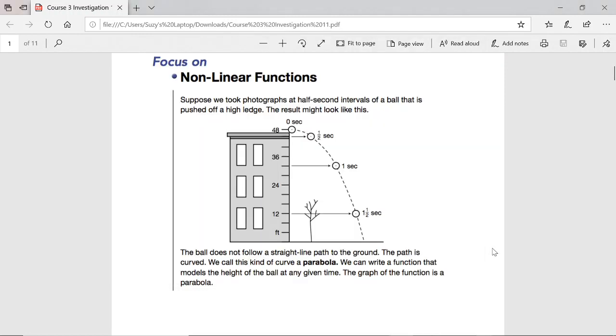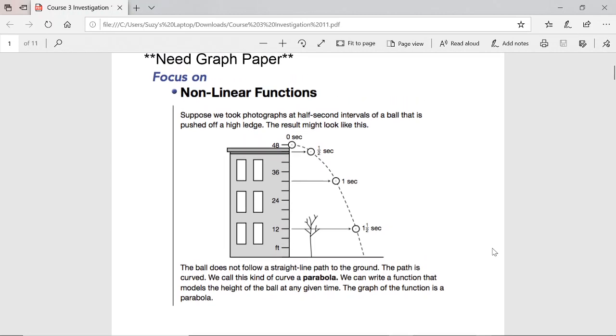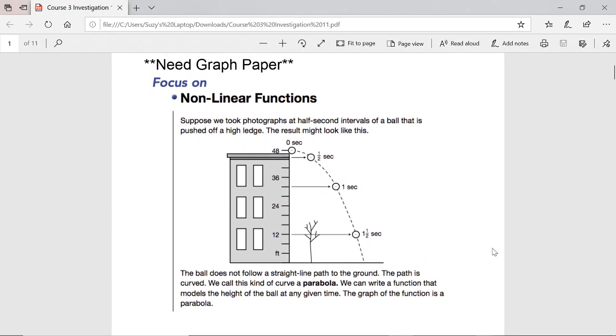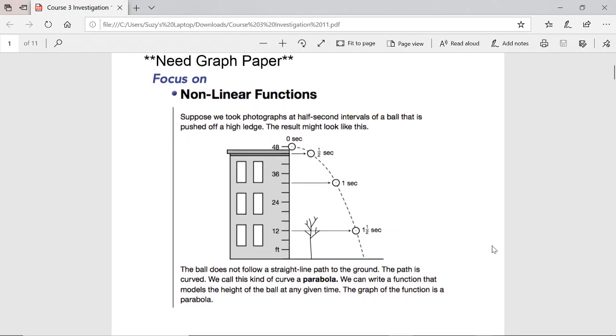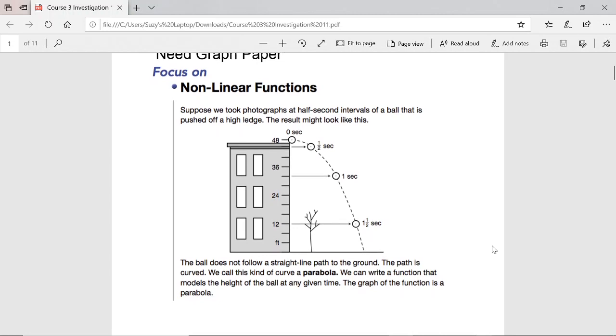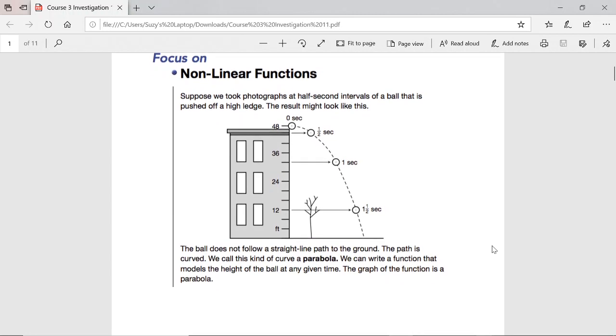Course 3, Investigation 11. On this investigation, we are actually looking at nonlinear functions, things that go on basically a curve rather than a straight line. So, for instance, suppose we took photographs at half-second intervals of a ball that is pushed off of a high ledge. The result might look something like this.